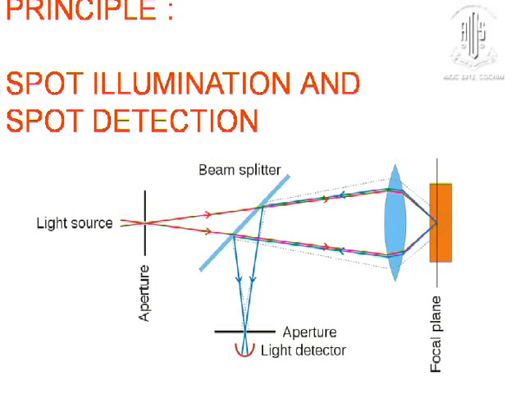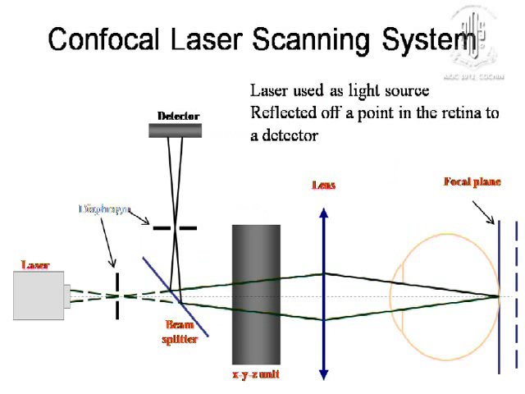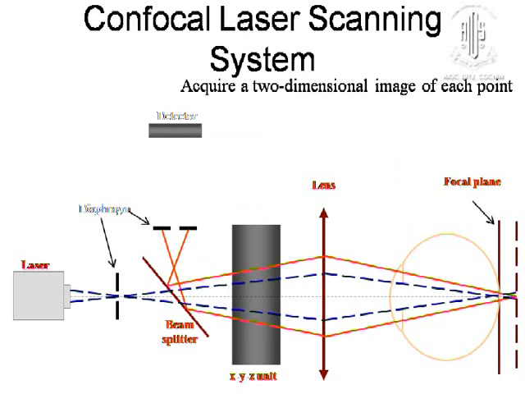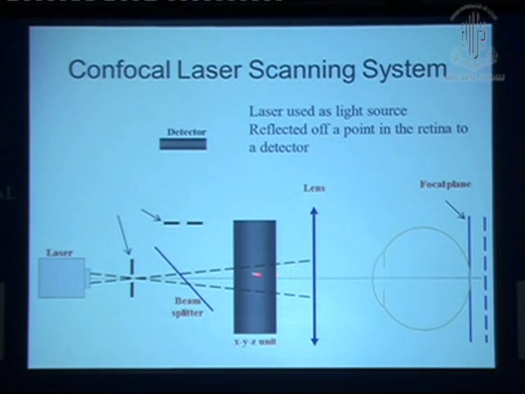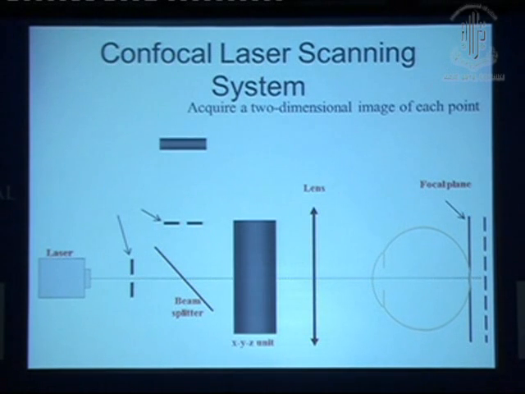Here the light source is passed through an aperture, and there is a beam splitter. This beam splitter divides the light, and one beam goes towards the retina, the other towards the light detector. So the laser is used as a light source and reflected off a point in the retina to a detector. When the laser beam approaches the beam splitter, it is condensed by a lens into the retina, and this is reflected back into the beam splitter and goes to the detector.